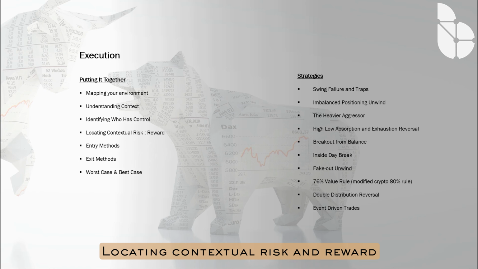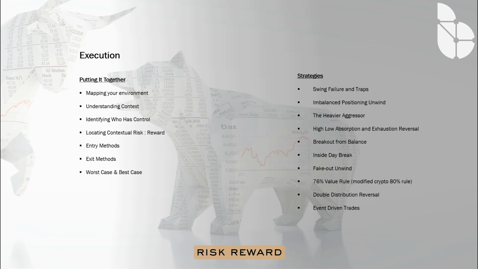Locating contextual risk and reward. So not just any risk and reward. We're talking about major contextual risk reward, where the cards are heavily in our favor, where we are in a really good area to define a position, not just kind of pulling risk reward out of thin air. We'll talk about entry methods, exit methods, and worst case and best case. Okay, so worst case scenario, best case scenario, these things you should have an understanding of while you're in a trade. And then we'll have a rundown of some of the more popular strategies that we use.